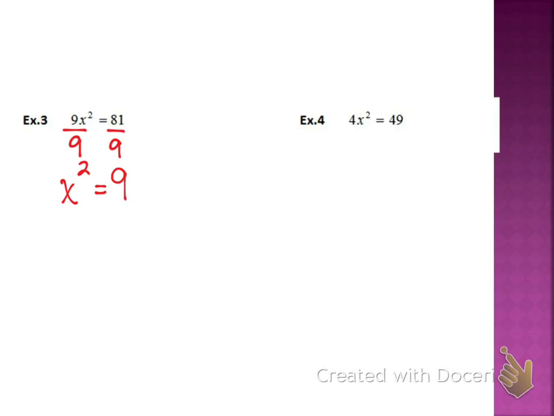Now what are we ready to do? Square root. Now that there's nothing else around what's being squared, we can square root. So x equals 3 or negative 3.